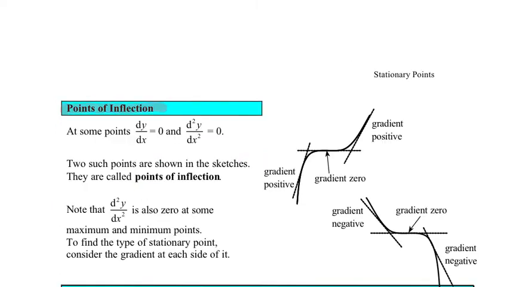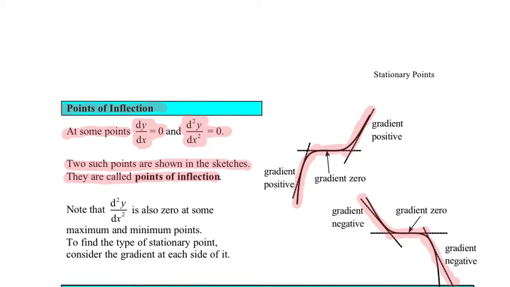Now let's look at points of inflection. At some points, the derivative dy/dx is 0, and the second derivative is also 0. Two such points are shown in the sketches. They are called points of inflection. In the first point of inflection, we've got a negative gradient, 0 gradient, and negative gradient. In the second one, we have a positive gradient, a 0 gradient, and a positive gradient.